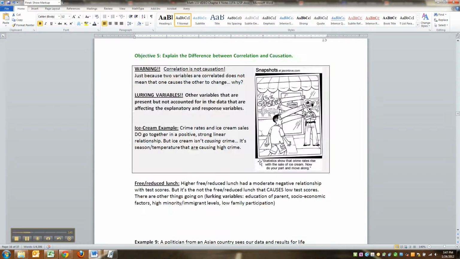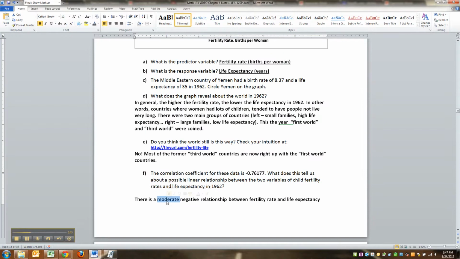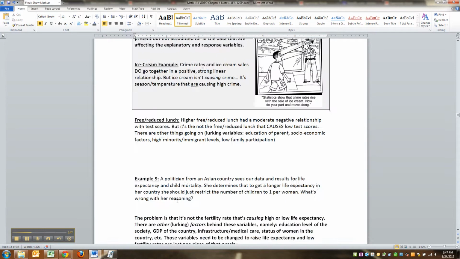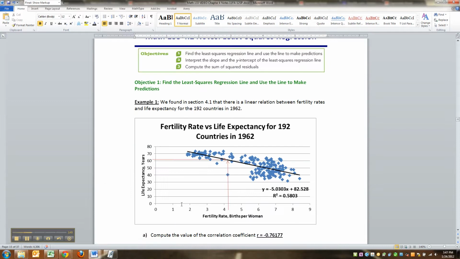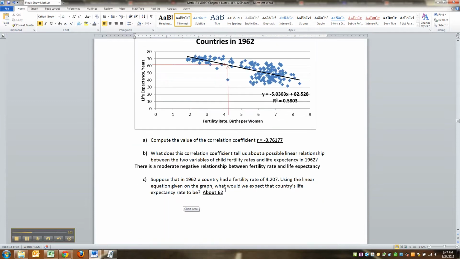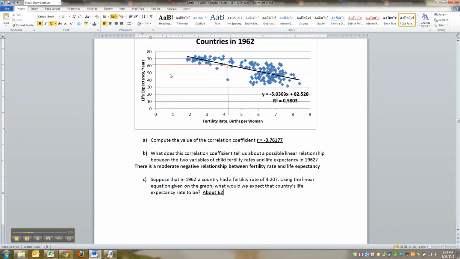Which I screwed up before. Let me go back. I should have said moderate back here because it's only 0.76. Remember, 0.80 is the threshold for being strong. So this is only moderate. It's not quite to the 0.80 level. And it's negative. You can see the slope's going down, meaning the more children a woman has, the lower the life expectancy. Okay. Now, when you look at it, I drew these arrows here.